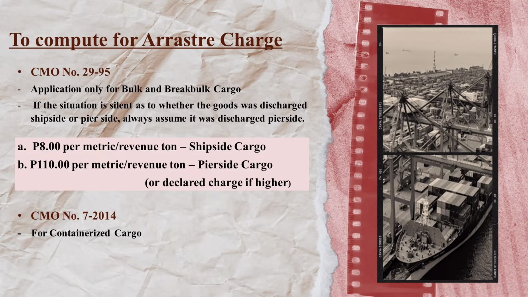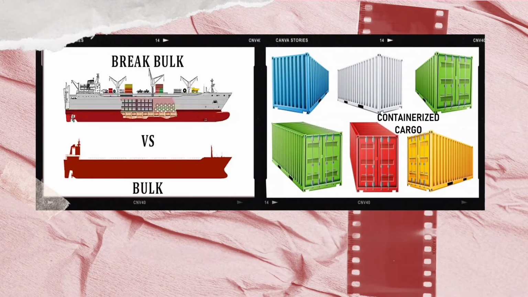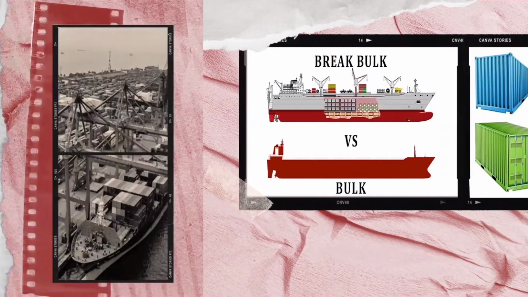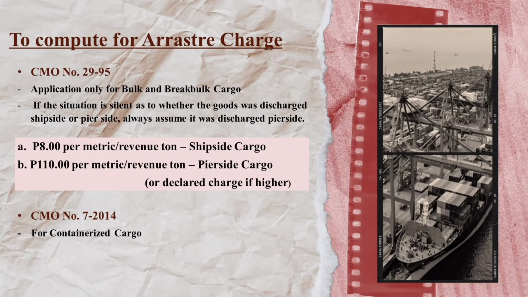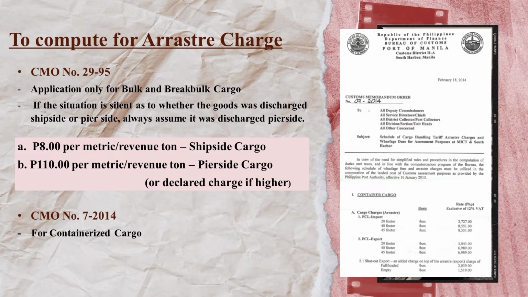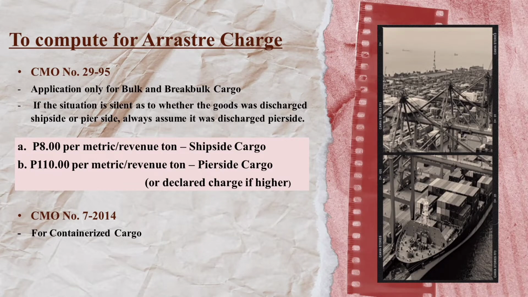For assessment purposes, arrastre charge is only pursuant to Customs Memorandum Order number 29-95 as amended. So take note that this application is only for bulk and break bulk cargo. Because for containerized cargo, we would refer to the latest BOC regulation, which was stipulated in CMO number 7-2014, and I believe that it was clearly discussed by our previous speaker. Also, if the situation is silent as to whether the goods were discharged shipside or pierside, always assume that it was discharged pierside, okay? Always assume that it was discharged pierside.